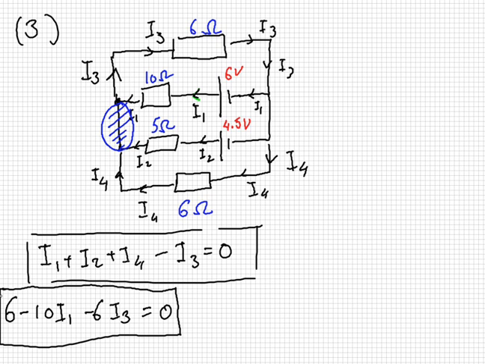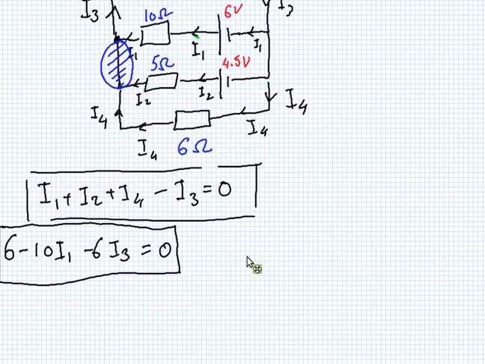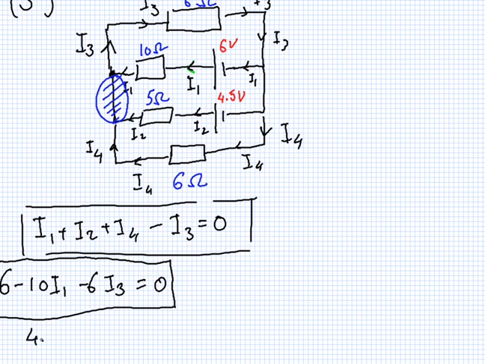Alright, who did I say was next? You go next, Louise. You give me a loop. 4.5. Yeah, 4.5. Minus 5 I2. And minus... Is it down or up? It doesn't matter, you can go down or up. It's your choice. Minus 6 I4. Yes, now it's plus, you know why? Because it's going the wrong way. It's going backwards. Equals 0, okay.